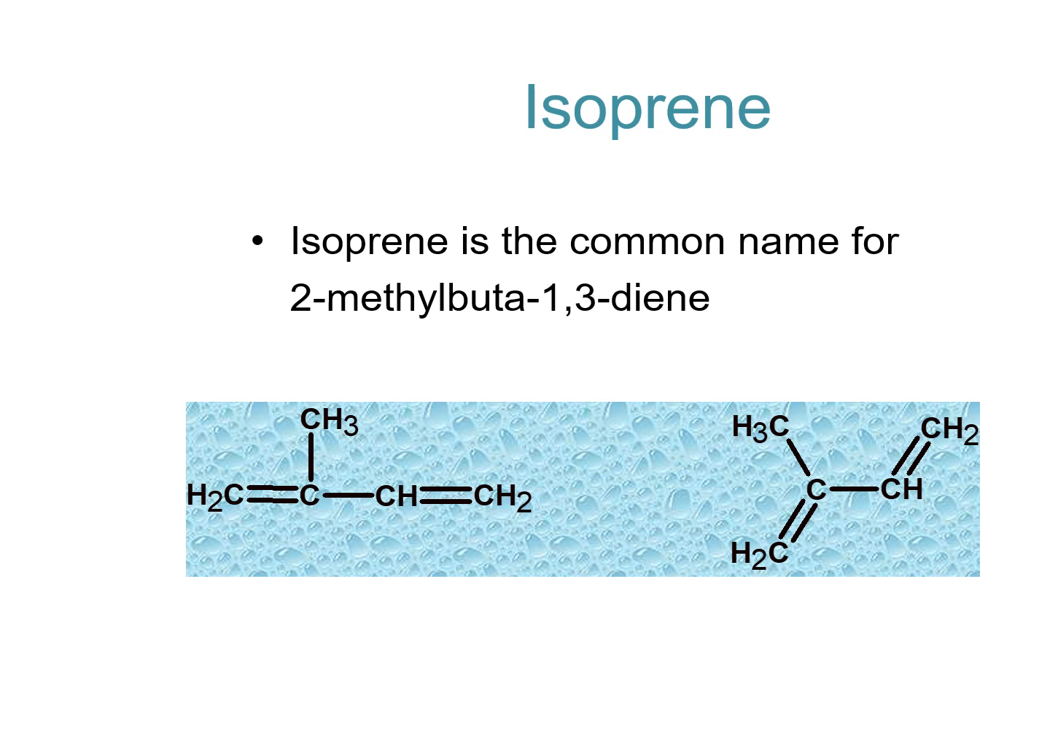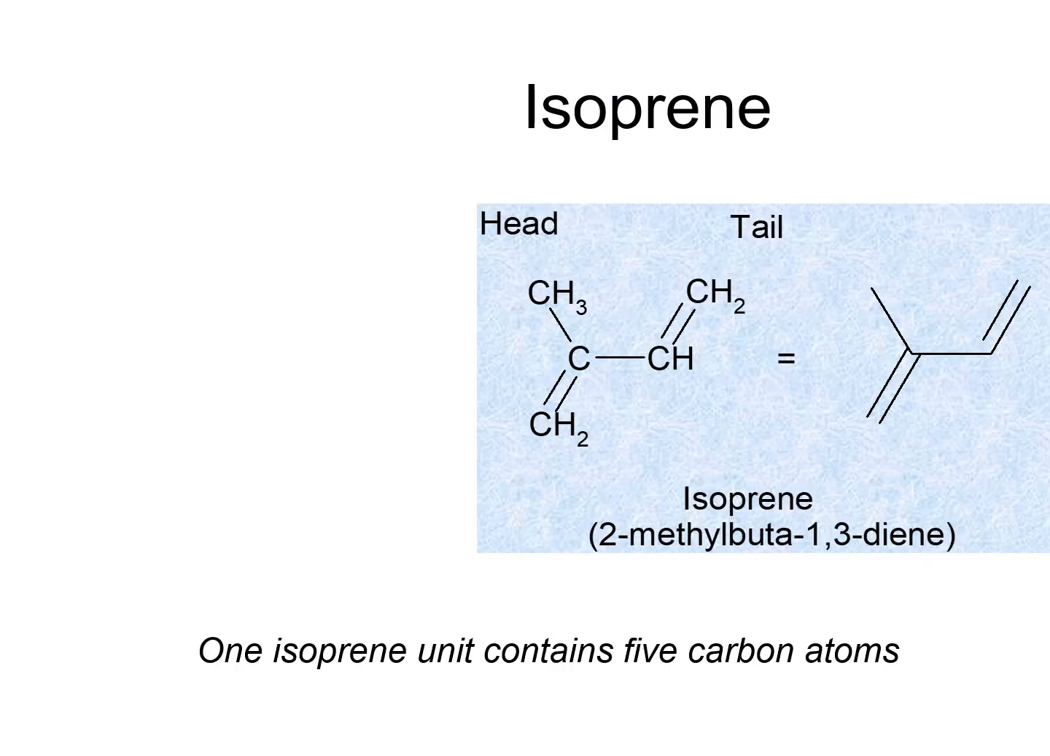Isoprene is a common name for 2-methylbuta-1,3-diene, because there are 2 double bonds, so the name diene is given. This one is the structure of the isoprene unit, which is the basic building block of terpenes, having the molecular formula C5H8. This isoprene unit has a head and a tail. This one isoprene unit contains 5 carbon atoms, and this is the structure of the isoprene unit.